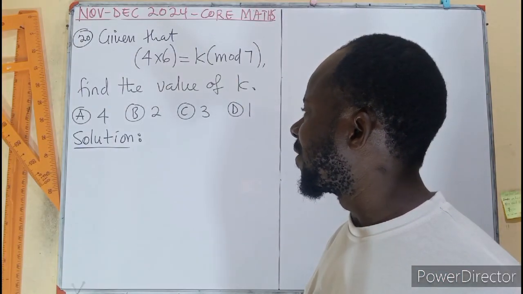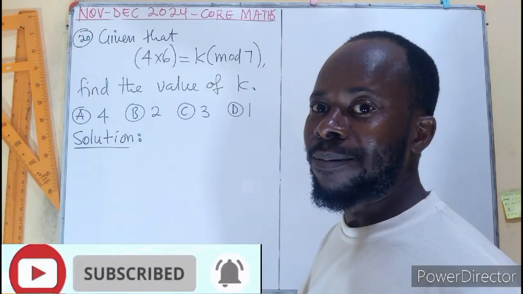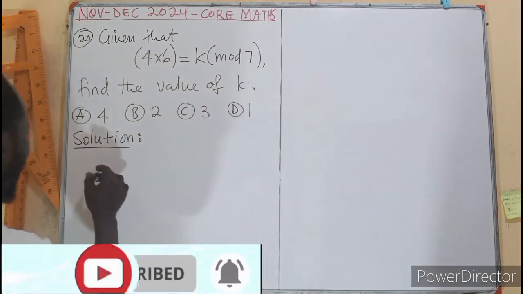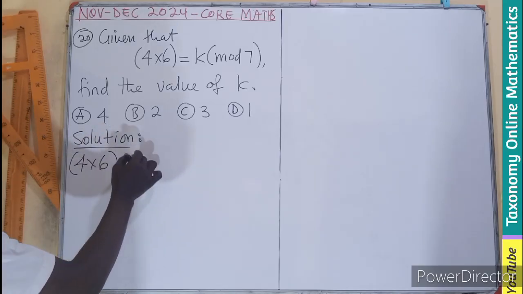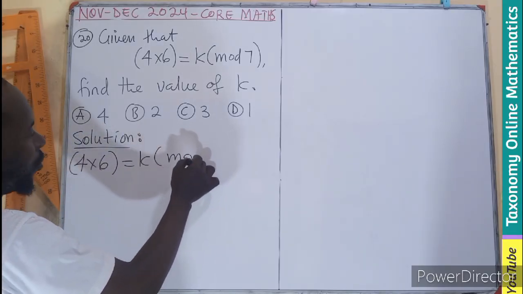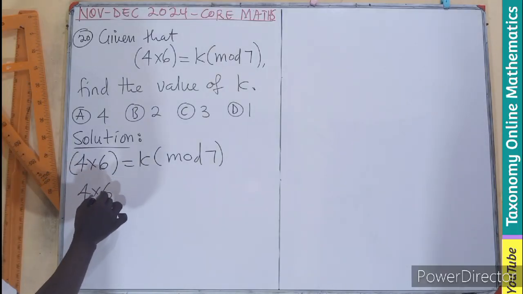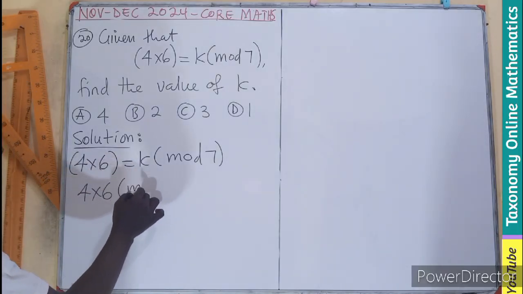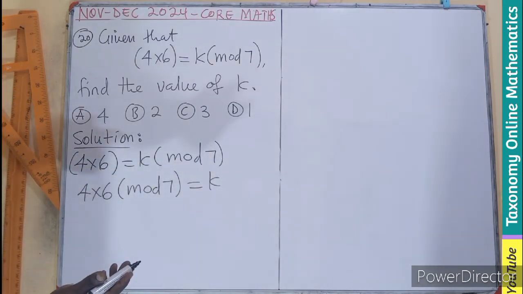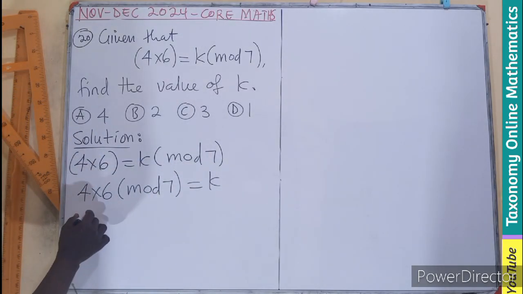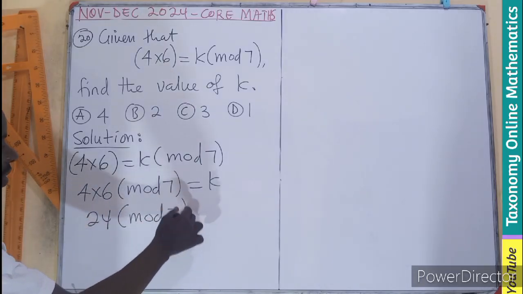Given that 4 times 6 equals k mod 7, we have to find the value of k. In fast forward, if I have 4 times 6 equals k in mod 7, this simply means that 4 times 6 in mod 7 is equal to k. That's the meaning of that. So we are looking for k. This is going to be 24 in mod 7.